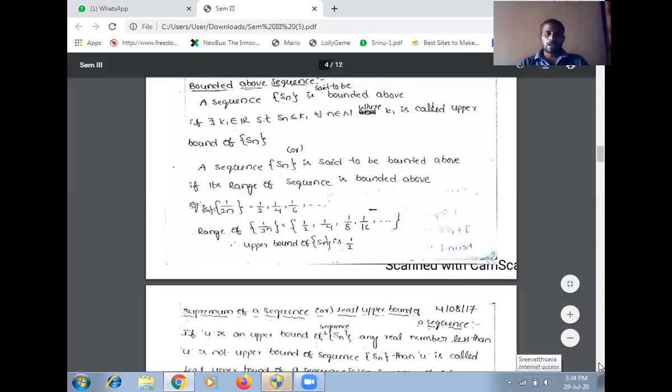A sequence... But already we know what is the bounded above set. So similarly, we define the bounded above sequence. So a sequence Sn is said to be bounded above if there exists K1 belongs to R such that Sn less than or equal to K1 for all small n belongs to capital N, where K1 is called upper bound of Sn.